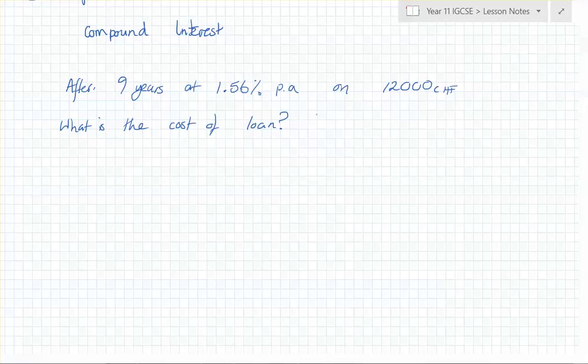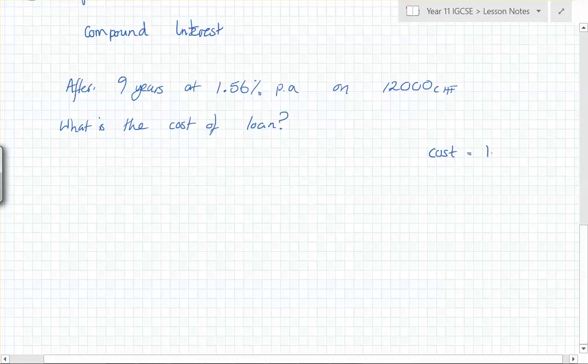So after 9 years, 1.5% per annum, you know what per annum means, PA, per year, on 12,000 francs of loan, what is the cost of the loan? Now, do you know the difference between cost of the loan and actual amount to repay? What does cost mean? It would just be the interest. Yeah, just the interest.